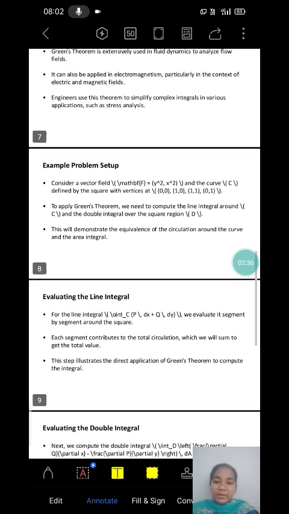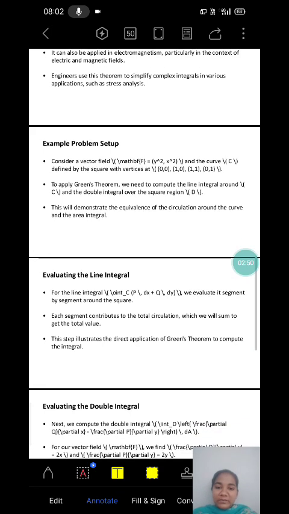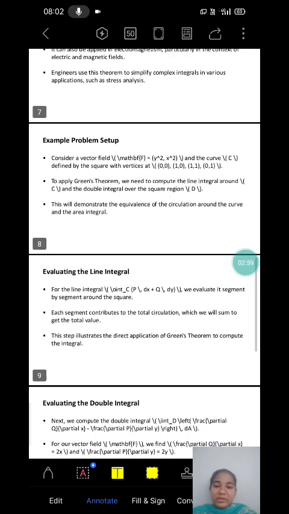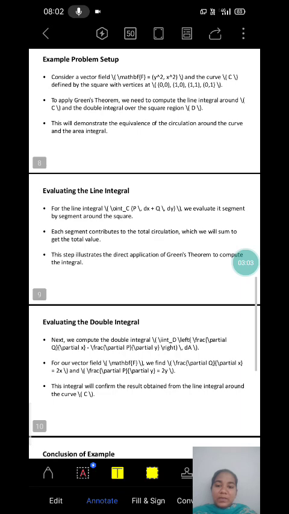Example problem setup. Consider the field F equals (y squared, x squared) and the curve C defined as a square with vertices (0,0), (1,0), (1,1), (0,1). To apply Green's theorem, we need to compute the line integral around C and the double integral over the square region D. This will demonstrate the equivalence of circulation around the curve and the double integral.